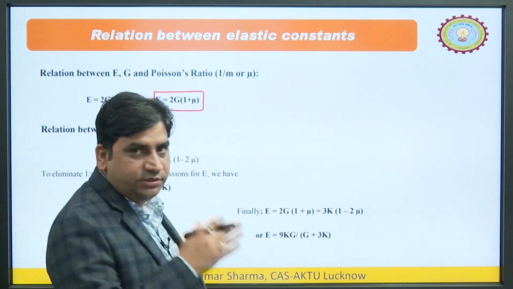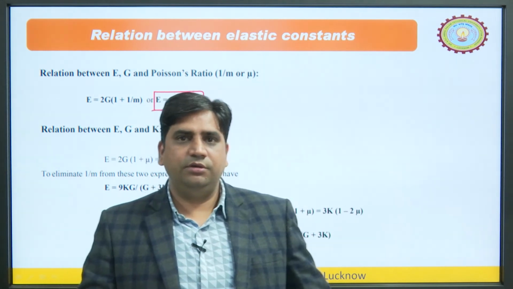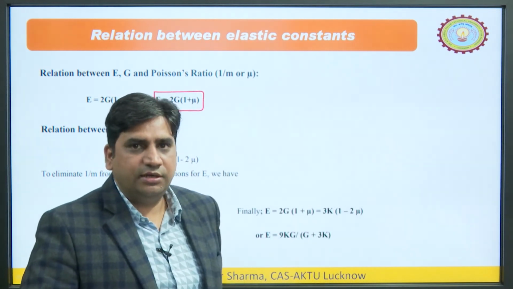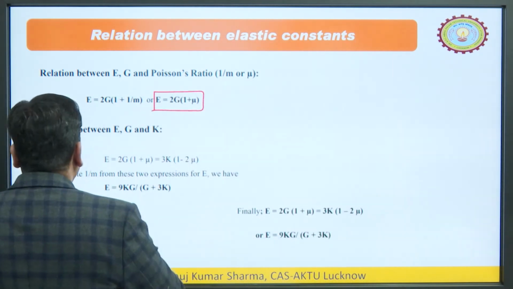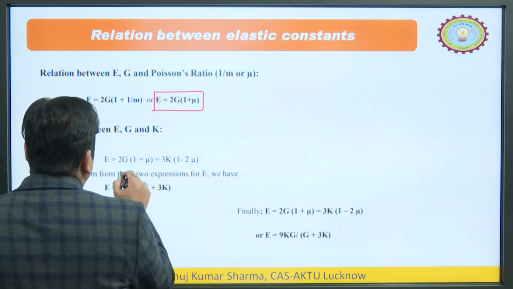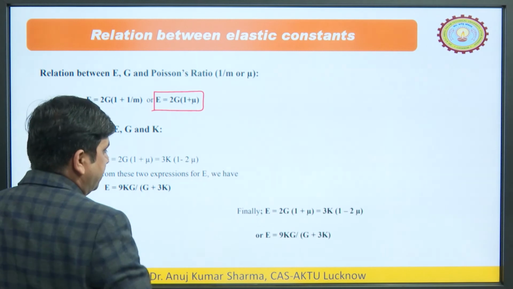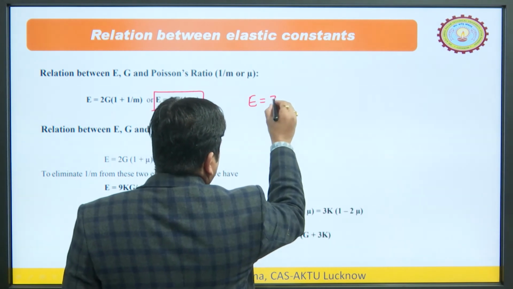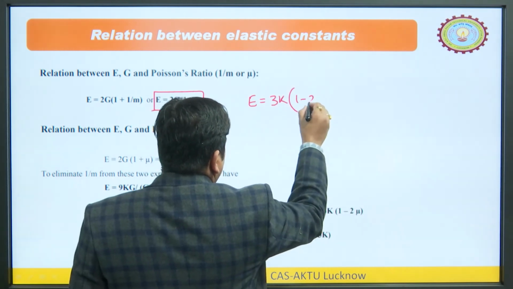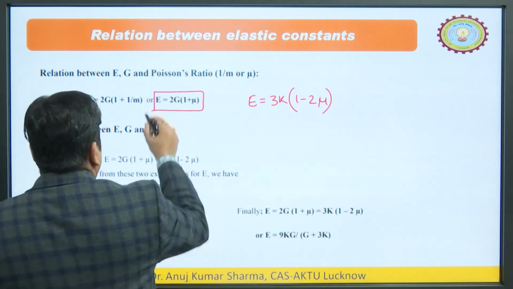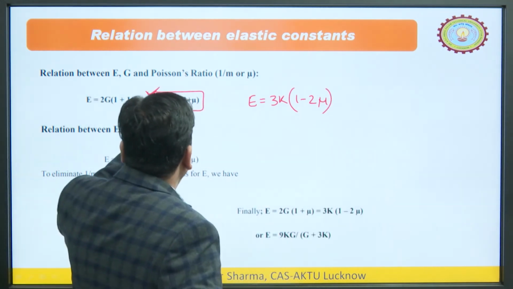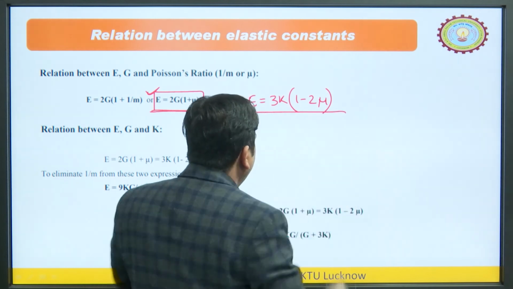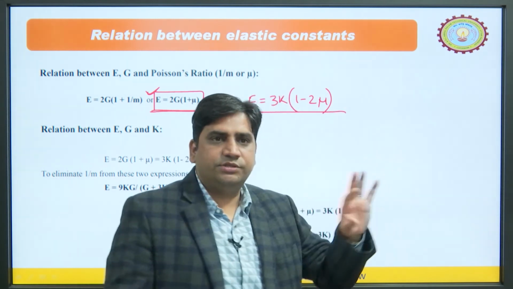So, this was part 1 of this particular lecture, the various elastic constants and the stress strain diagram. We will discuss this in the third lecture also. Now, this is the relation with the help of the previous relations. One relation we got, E is equal to 3K(1 minus 2 mu). This is the relation between E, G and mu, and this is the relation between E, K and mu. So, these two relations we have.